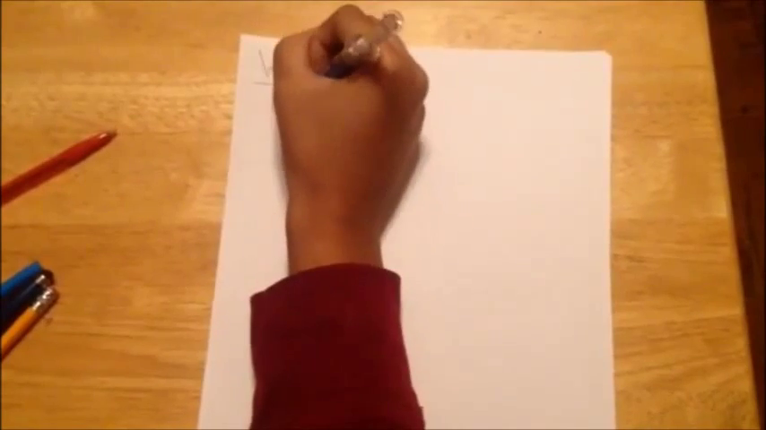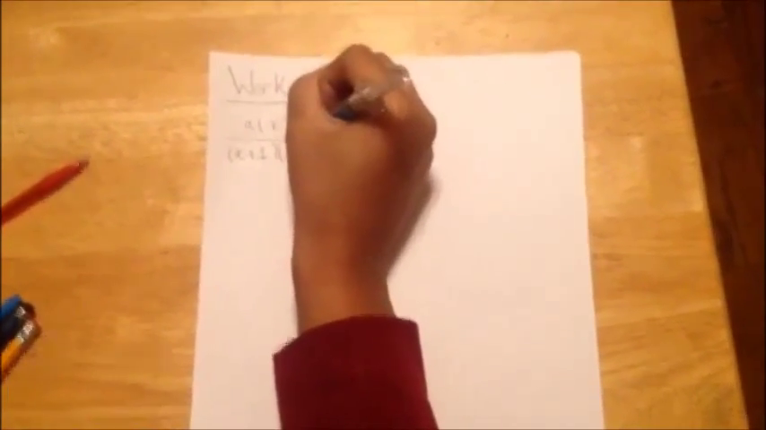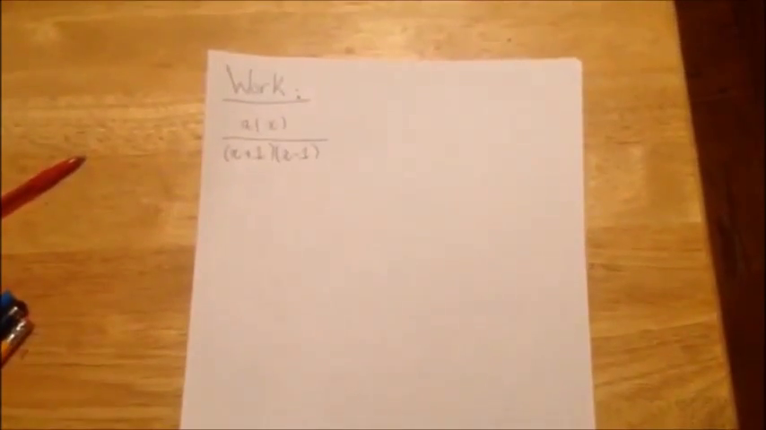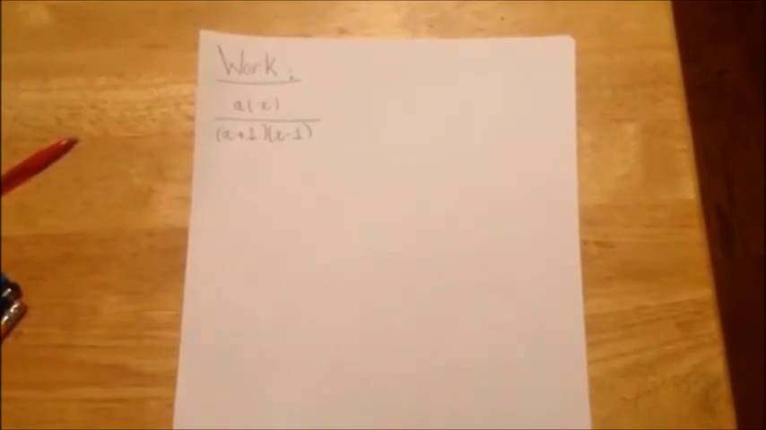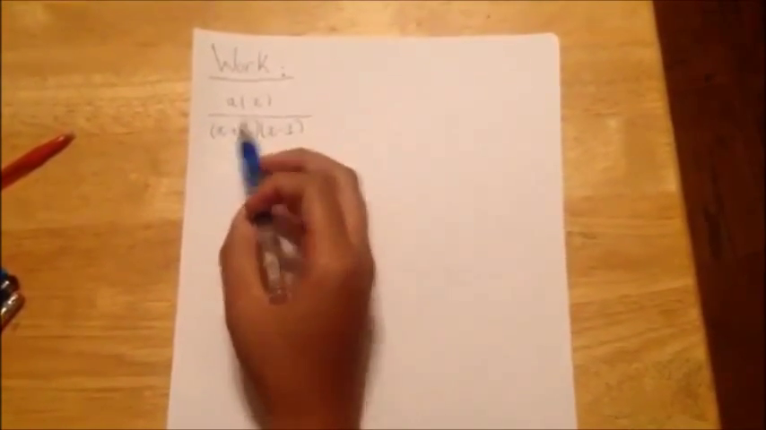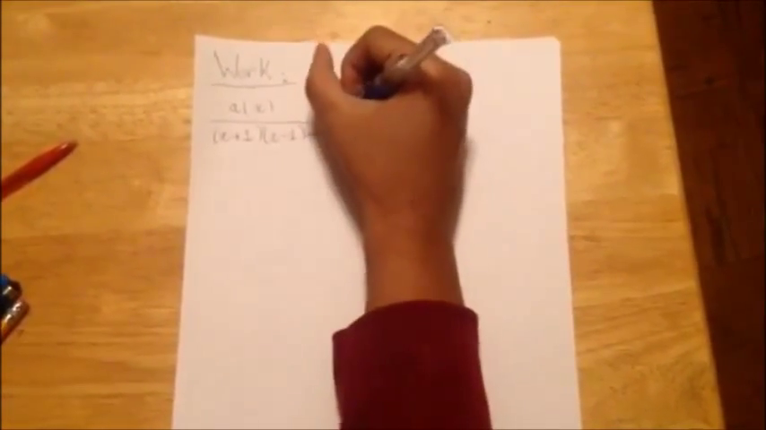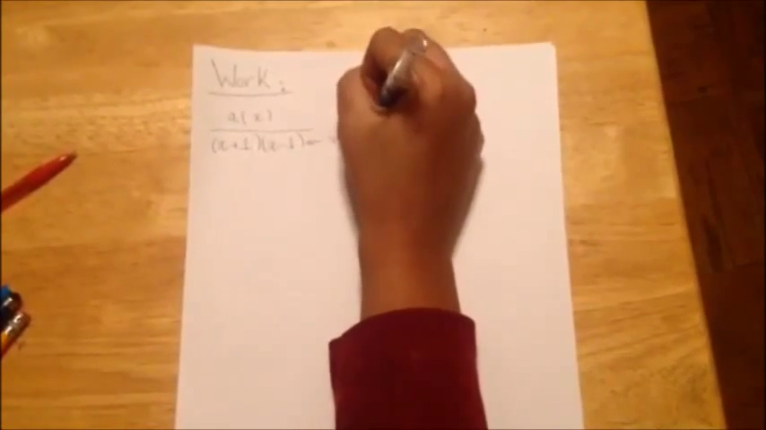A times x divided by (x plus 1)(x minus 1). The reason why we have x plus 1 and x minus 1 is due to the dashed lines passing through those points. But instead of putting minus 1, we're going to put plus 1, and instead of putting plus 1, we're going to put minus 1. And as you look at it, these represent your vertical asymptotes.